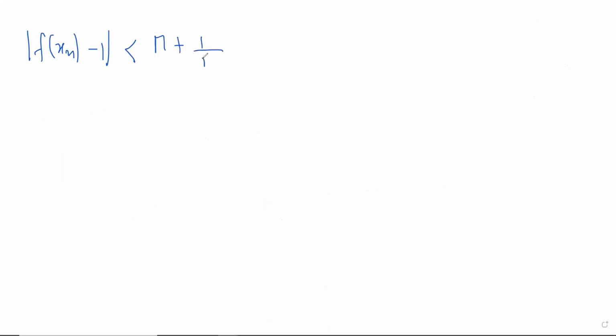Okay, m plus 1 by n. Why? Oh, but capital M is the upper bound of f, right? So the mod of f of x minus 1 could be bigger than m, right? It could be m plus 1 around. It could be negative, right? Or it would be m plus 1. But in our question, it was not the case, right? It was not negative, right? Okay, let's assume this.